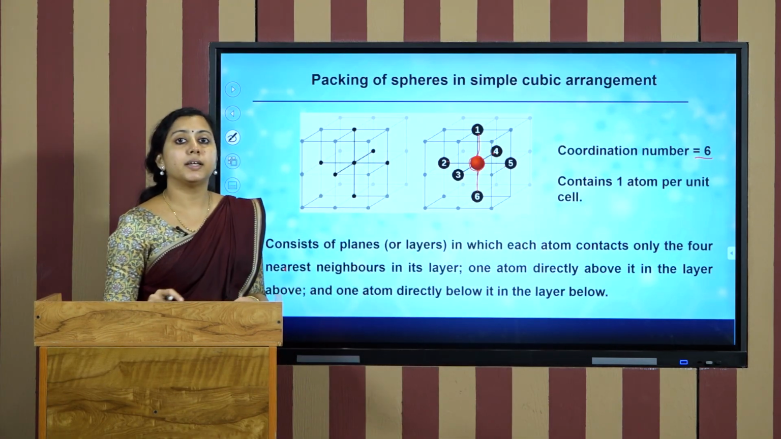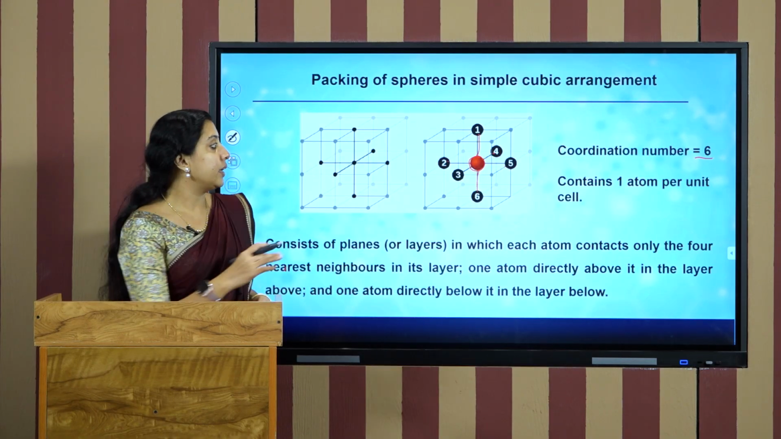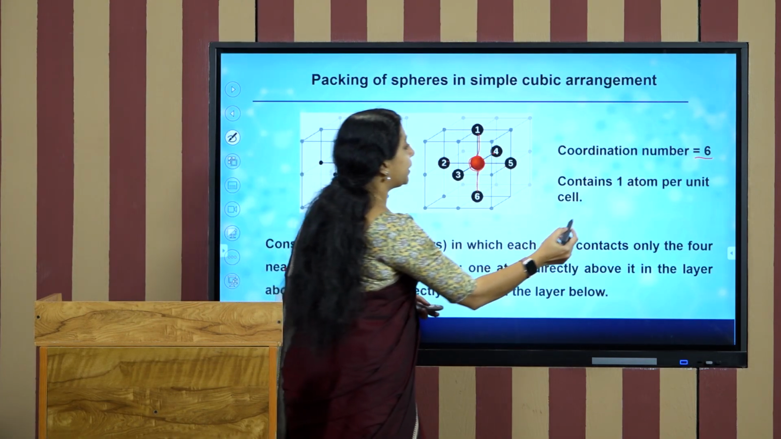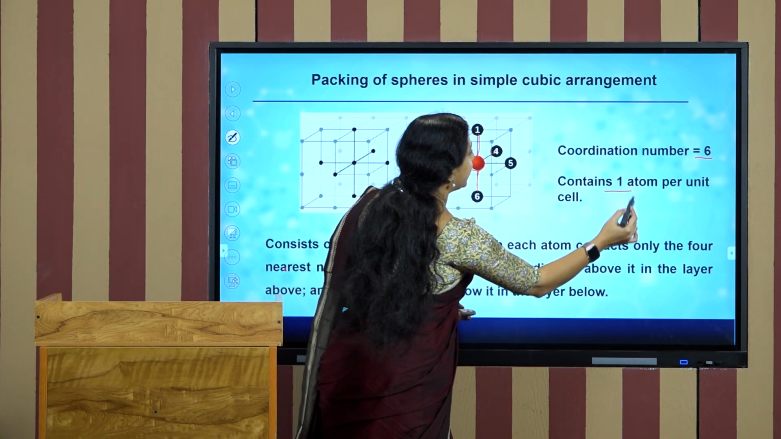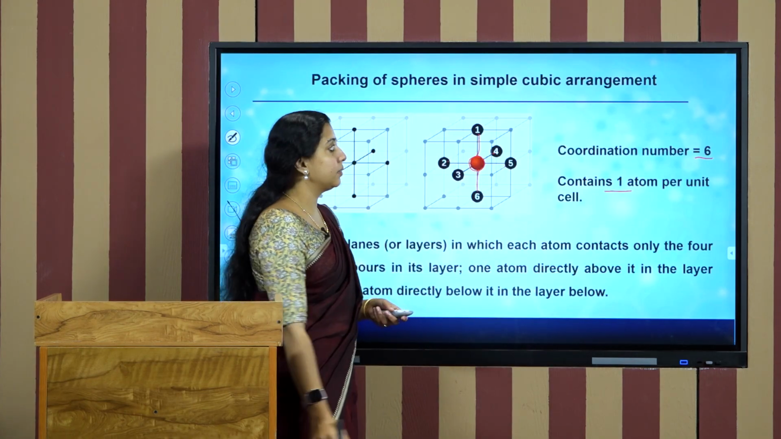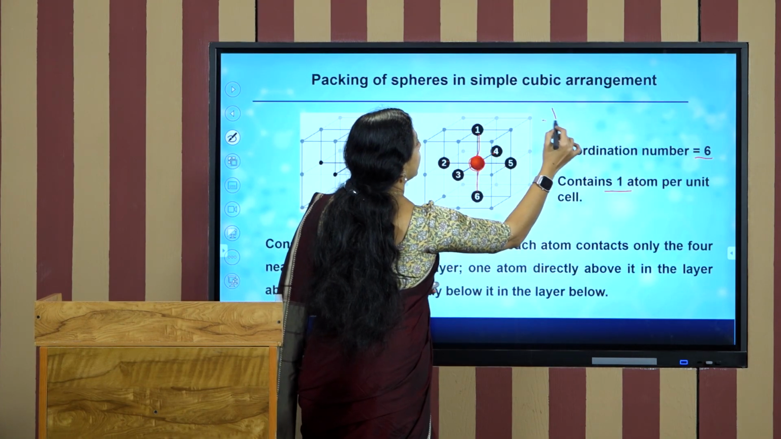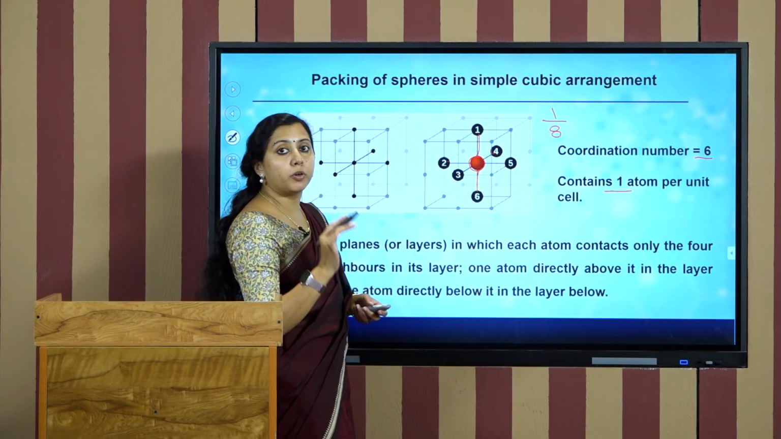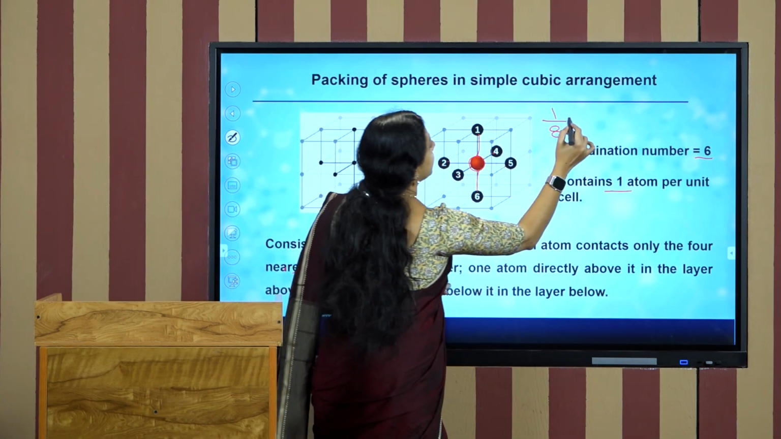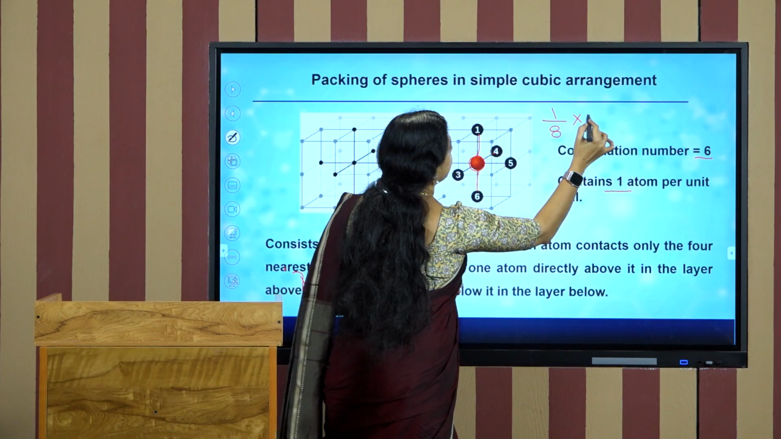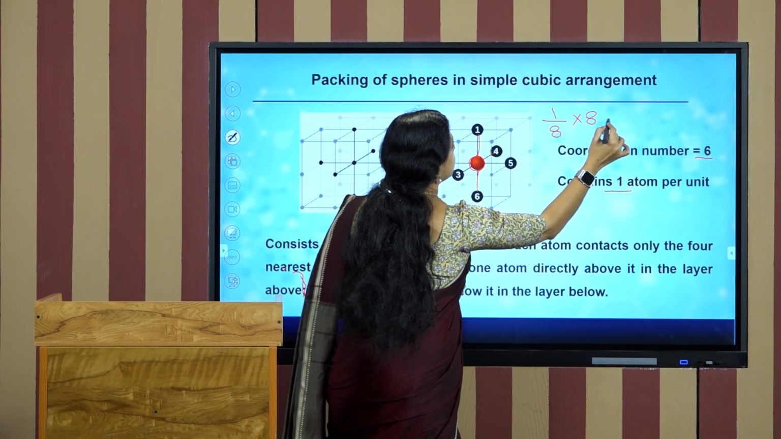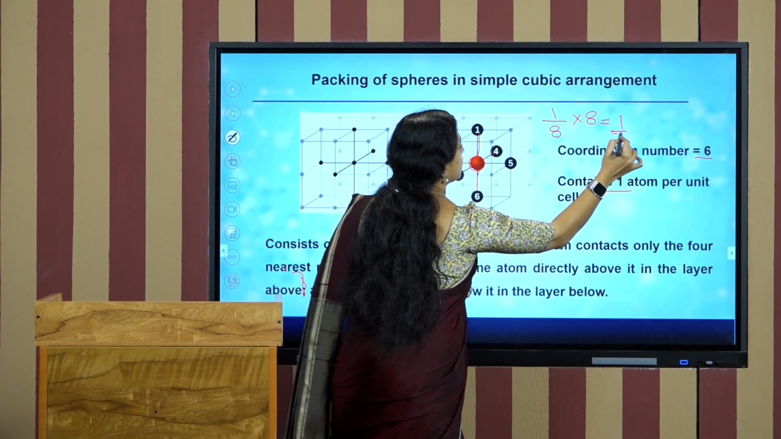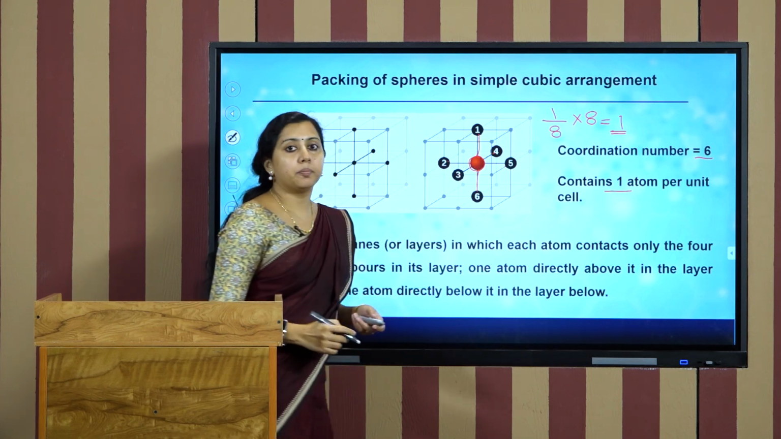And we know that the simple cubic lattice contains one atom per unit cell. There are atoms only at the corners and each atom contributes 1/8 towards the total. There are 8 corners, so 1/8 into 8 equals 1. So, it contains one atom per unit cell.